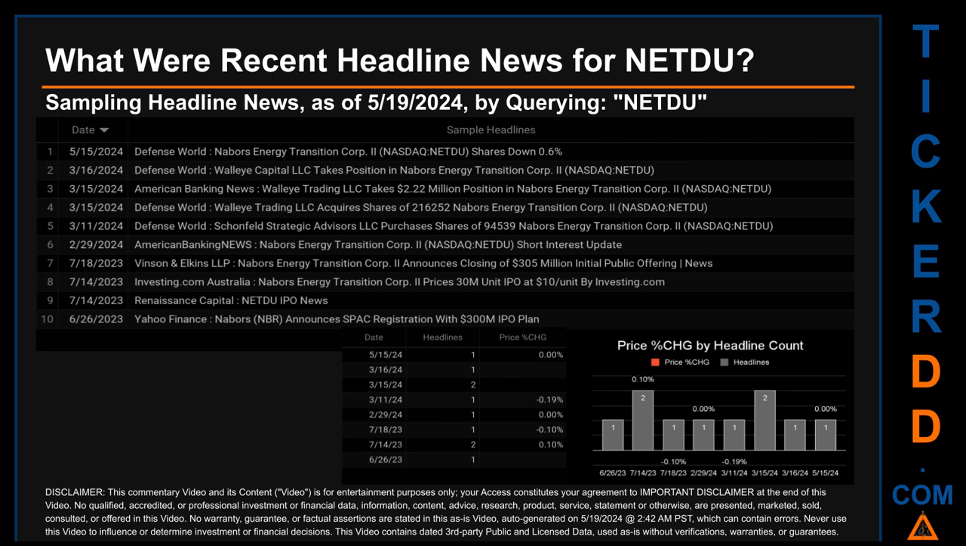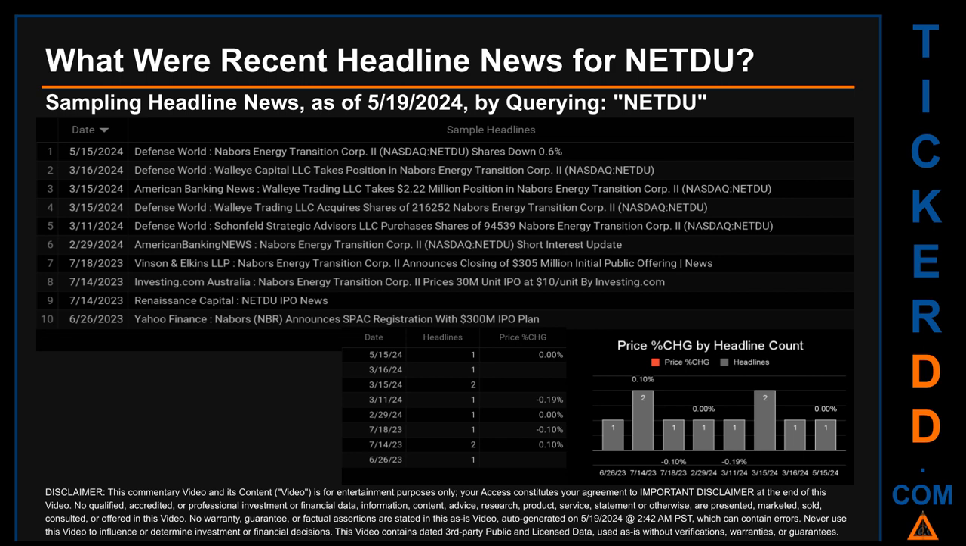2, NASDAQ. NETDU. Then, for the second day with the most discovered headlines, on Friday, July 14, 2023. First, Investing.com Australia published the headline that read, Neighbors Energy Transition Corp. 2 prices 30M unit IPO at $10 per unit by Investing.com. Second, Renaissance Capital published the headline that read, NETDU IPO news.